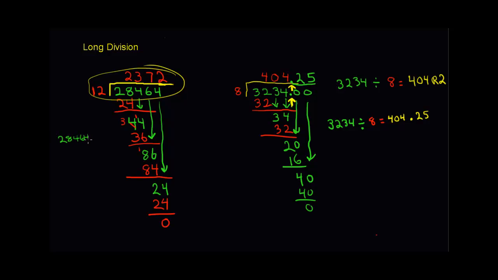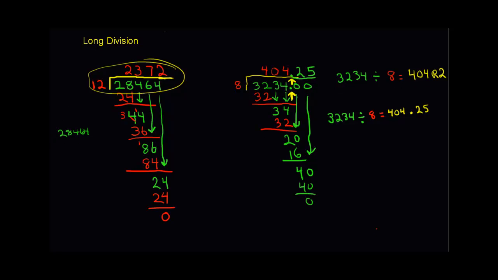We take 28,464. That's our dividend. We're going to divide that by 12. I'm obviously going to run out of room here. Now let's drop it down to another line. That's going to equal 2,372.